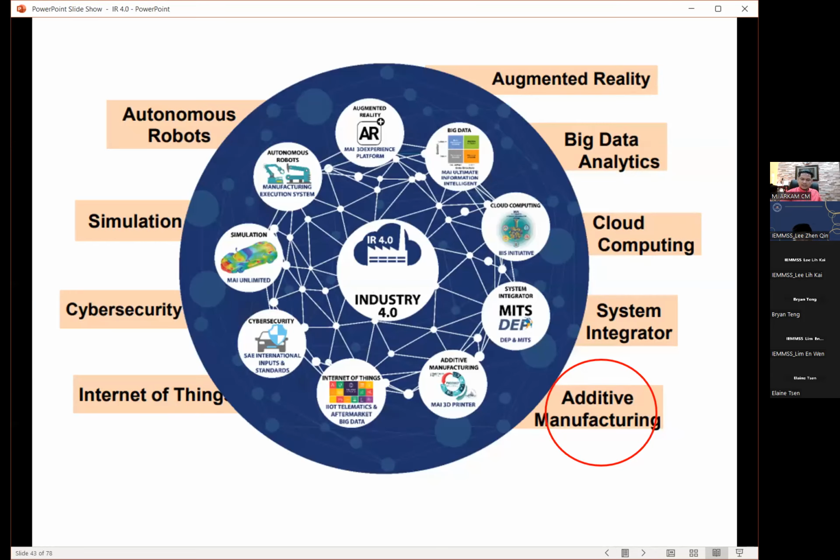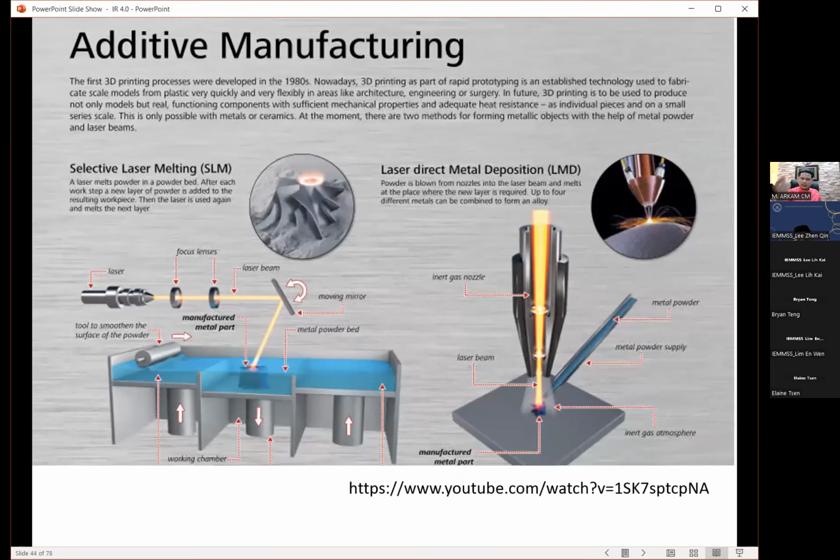Additive manufacturing. So what is actually additive manufacturing? It's talking about materials that are used to improve your production or manufacturing activities. The first 3D printing process was developed in the 80s. Nowadays, 3D printing is part of rapid prototyping, an established technology used to fabricate scale models from plastic very quickly. So this is additive manufacturing. These are all YouTube links also, you can use them later. I will share the slides with you so you can have them to review later lah.